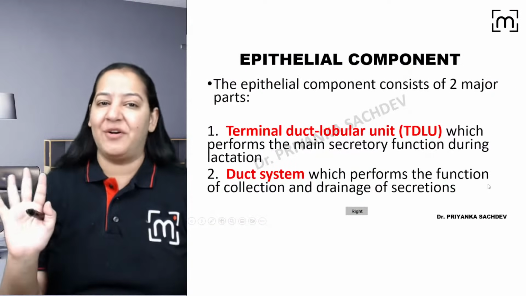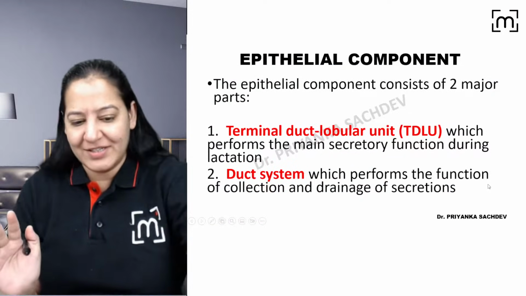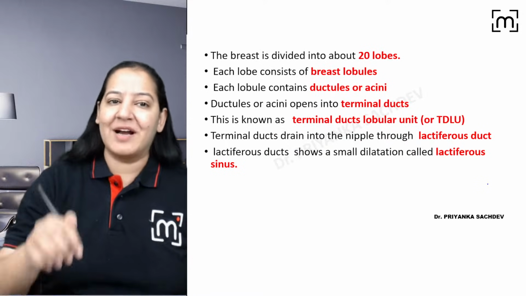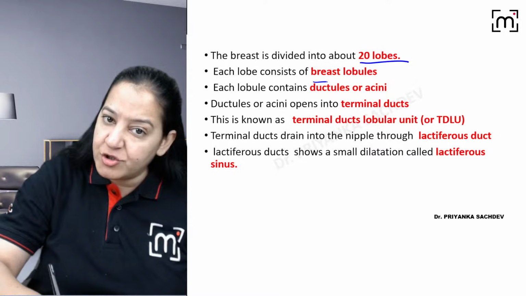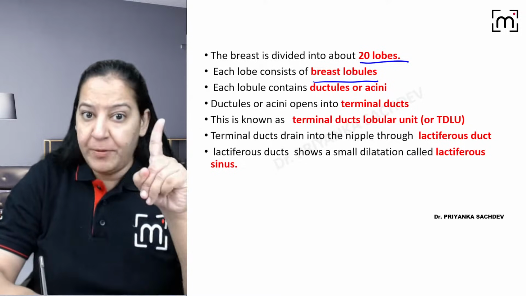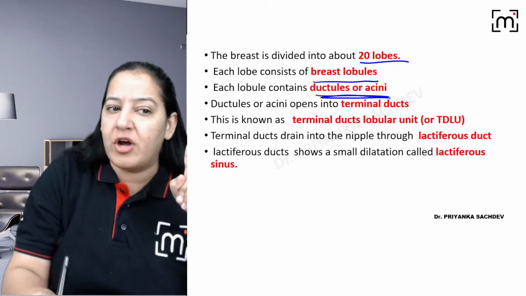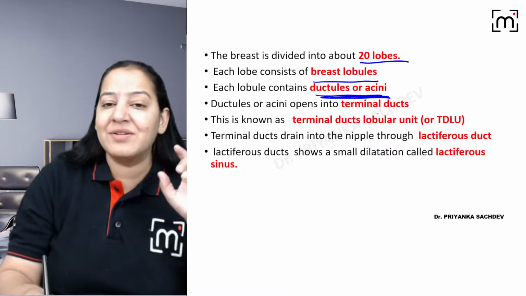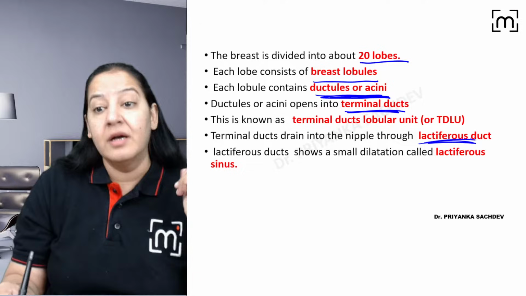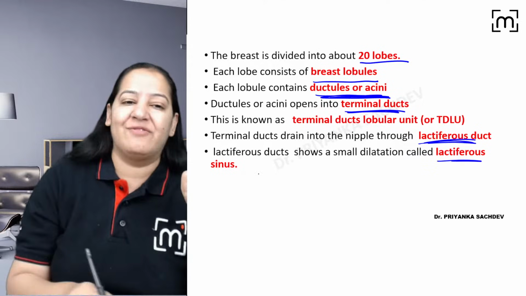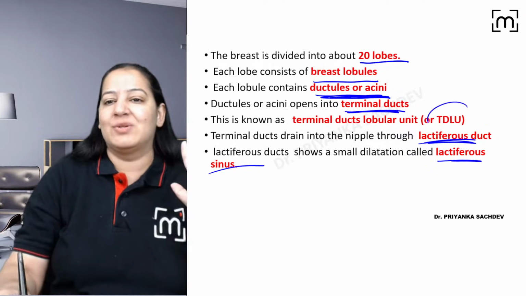So this is the structure of the female breast. The complete breast is divided into multiple lobes. The multiple lobes are divided into multiple lobules. In one lobule, there are multiple glands or ductules or acini. Multiple glands or ductules open in terminal ducts. Multiple terminal ducts open in lactiferous duct. Multiple lactiferous ducts open in the lactiferous sinus. And this complete structure is known as TDLU.